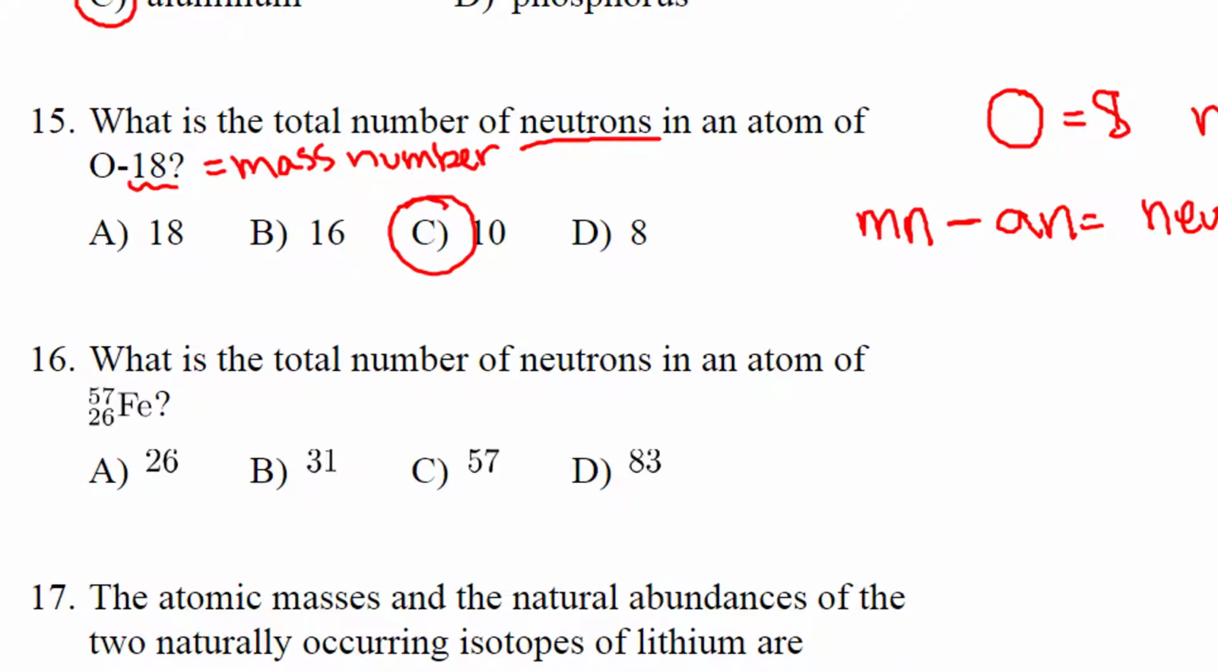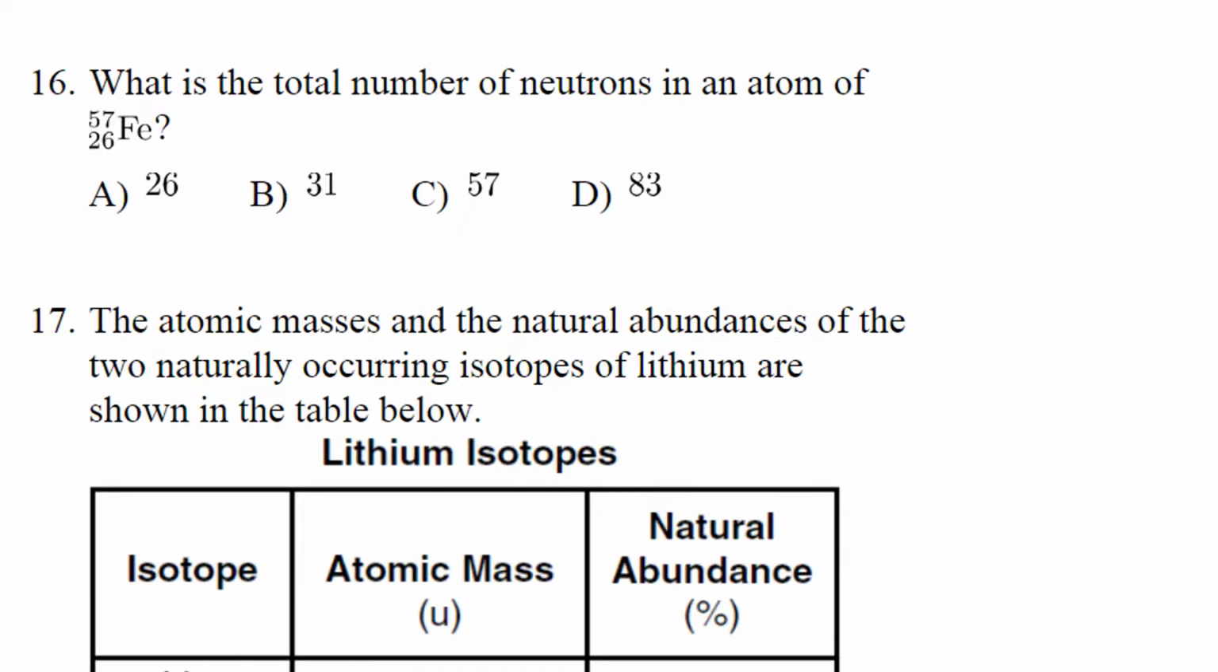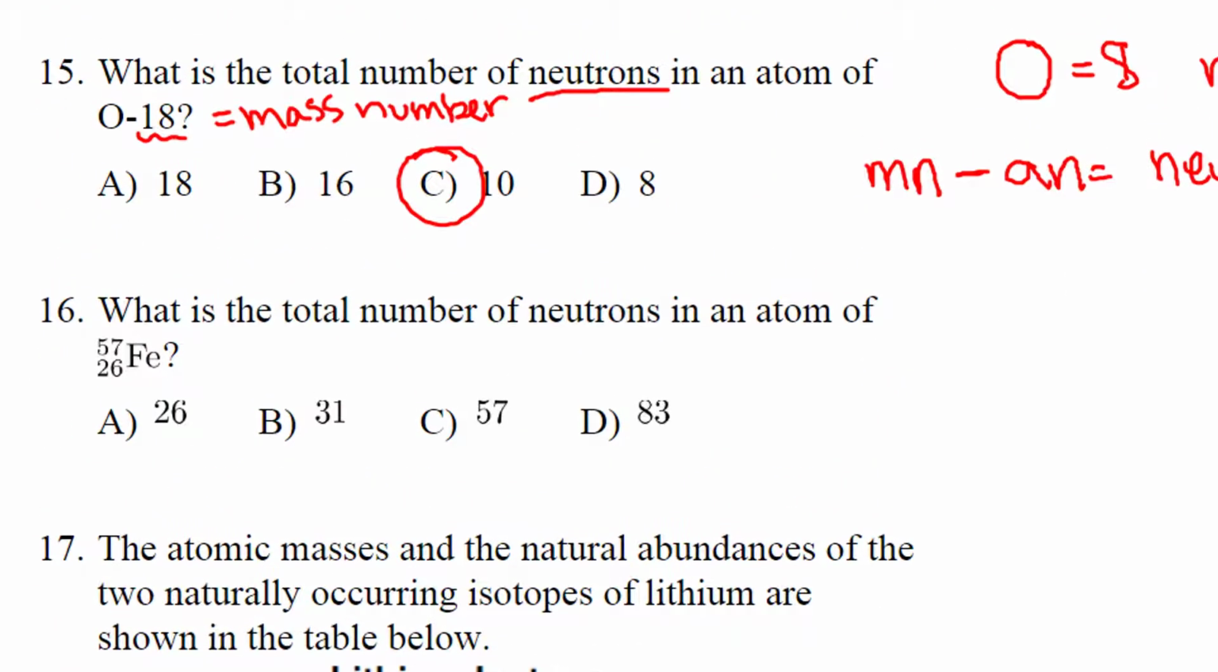And let's go along to question 16. Question 16 gives us the following. What is the total number of neutrons in an atom of iron-57, with atomic number 26? Now that top number is our mass number. The bottom number is the atomic number. So to get our neutrons, we would take the mass number minus the atomic number, which would give us 57 minus 26, which would equal 31. And our best answer there is 31.